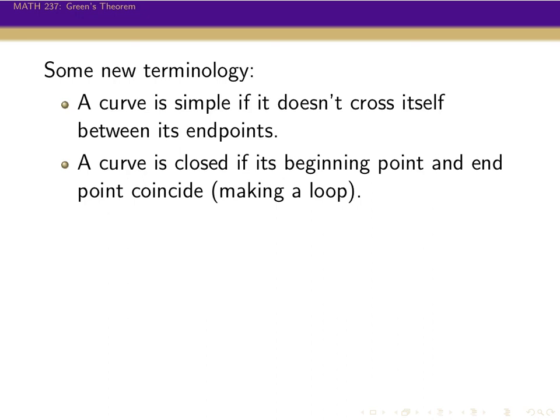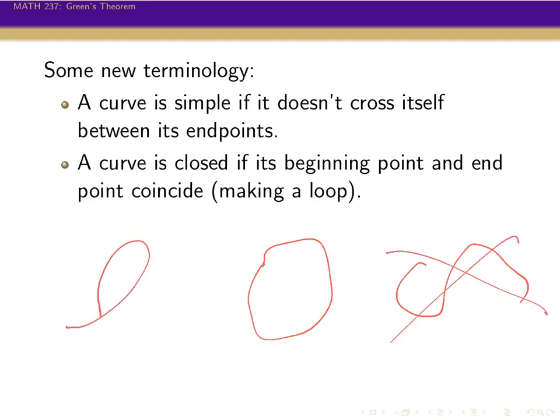A curve is closed if the beginning and endpoints coincide, so if it makes a loop, we saw that before, so that's a closed curve. That is not a closed curve. That's not a closed curve. Even though it has a loop in it, it's not a closed curve because the two endpoints don't meet up, so that's not closed either. To be closed, it needs to come all the way around and meet right at the ends.